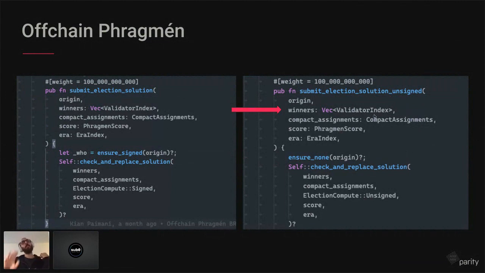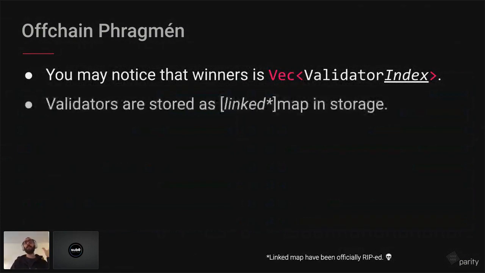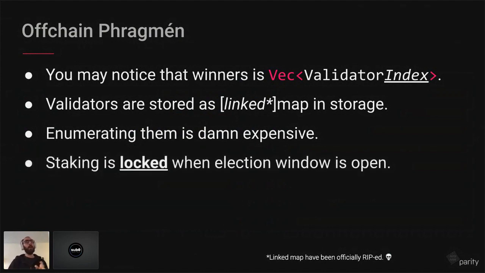You can assume, well, this is probably that flat list of winners that I talked about. But the thing is, as you see, I'm mentioning validator index, not ID. And you might ask, well, where's this index coming from? And the thing is, validators are stored in maps in storage. I mean, like a month ago, it was linked map, but we put that aside and it's now deprecated. It's still kind of a map, and enumerating it all the time is expensive. There's also the size overhead to it.